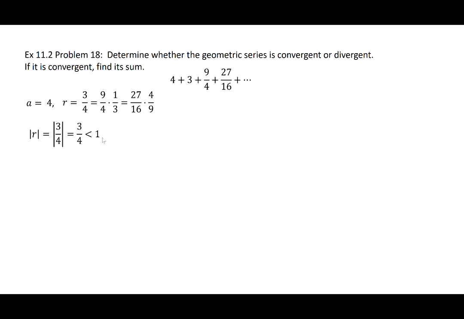And what's the formula for the sum of a converging infinite geometric series? A over 1 minus r, right? So just plug and chug. A is 4, r is 3/4, so 4 over 1 minus 3/4 is 4 over 1/4, or 4 times 4 over 1, that's 16. So when you add up all the infinite terms of this series, you get a measly 16. Infinite number of terms. Isn't that fascinating? Cool, let's move on.